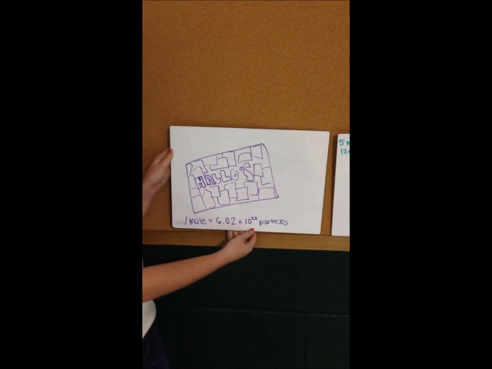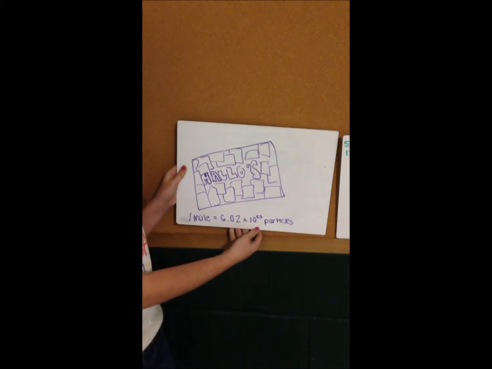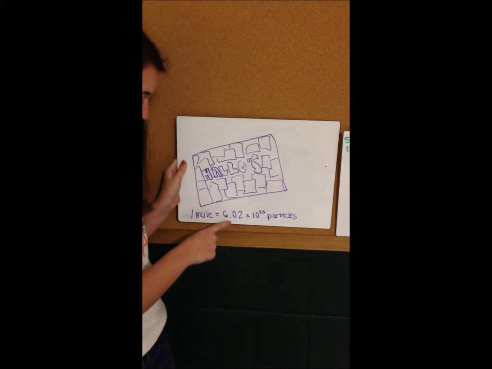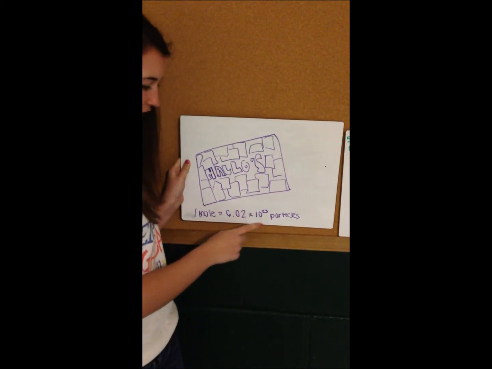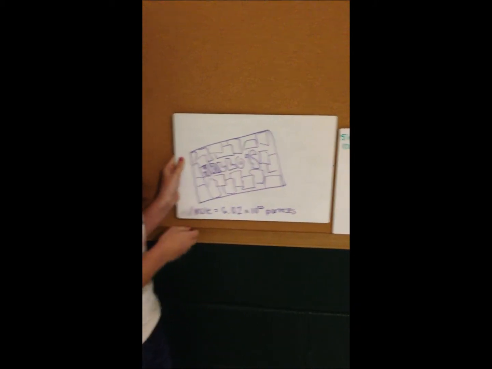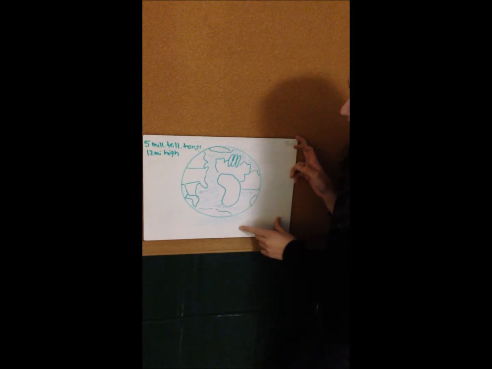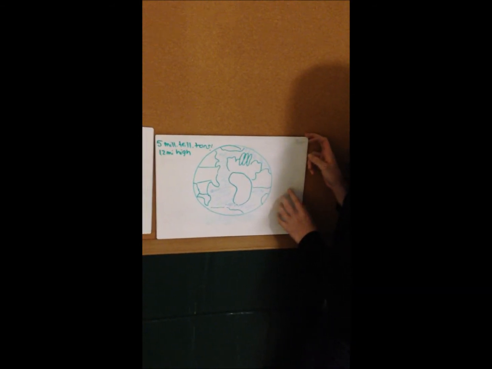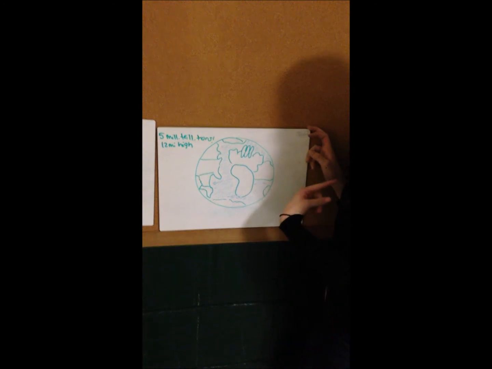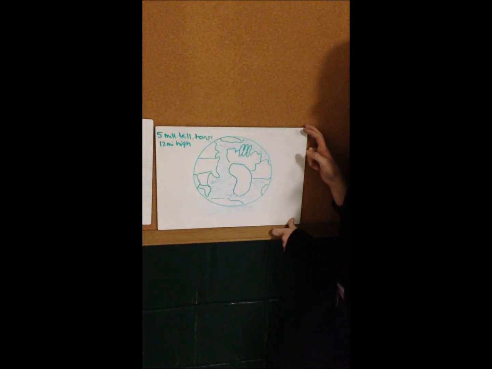To help understand how many particles are actually in a mole, we're going to represent the 6.02 times 10 to the 23rd particles as marshmallows. So if you had a mole of marshmallows, it would cover the entire planet and go 12 miles high and would weigh 5 million trillion tons.